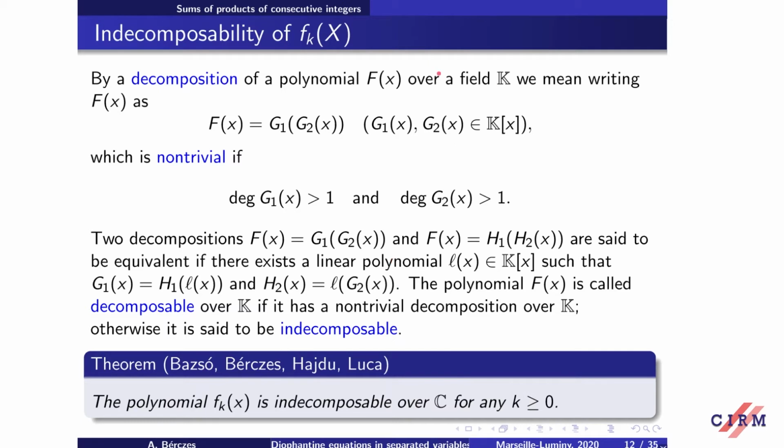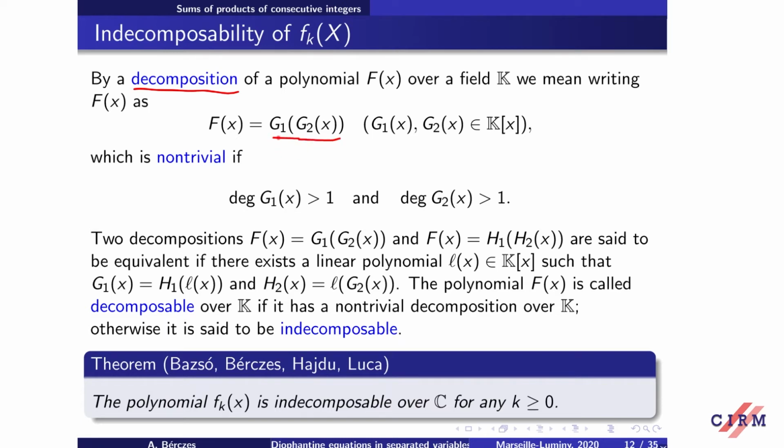Among the first results, I will mention that fk of x is indecomposable. So let us see what we mean by a polynomial being indecomposable. By a decomposition of a polynomial f of x over a field K, we mean that it is written as a composite function of two polynomial functions.